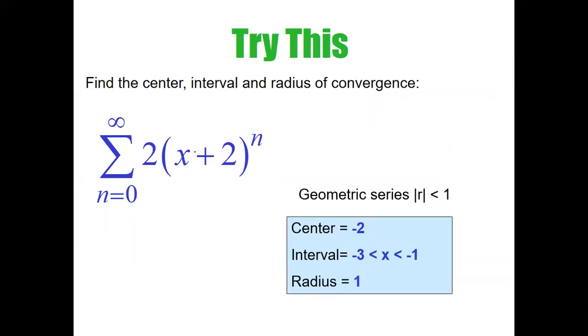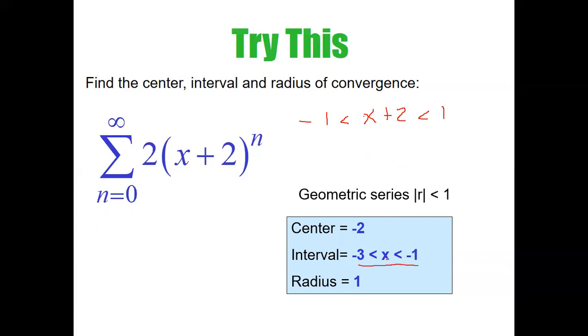So once again, it is geometric. I can see this repeated term being to the nth power. So again, if you would like to, you could say x plus 2 is my R value, not including that 2. That R value is between -1 and 1. And then if I simplify that, you can see I get my interval of convergence. That's usually the thing we figure out first.